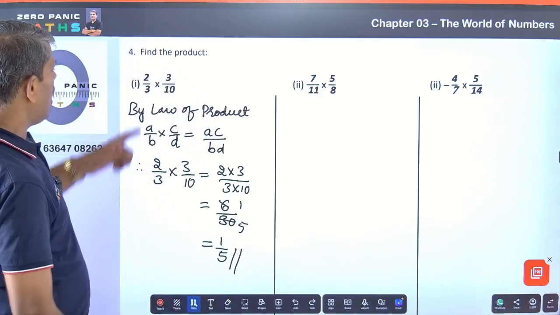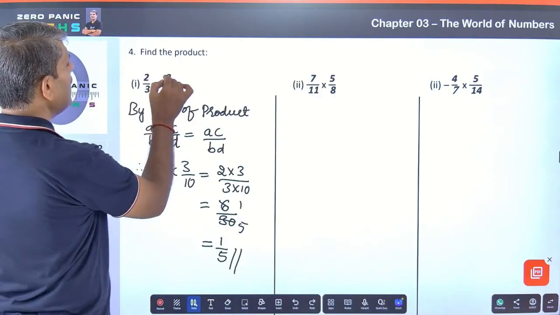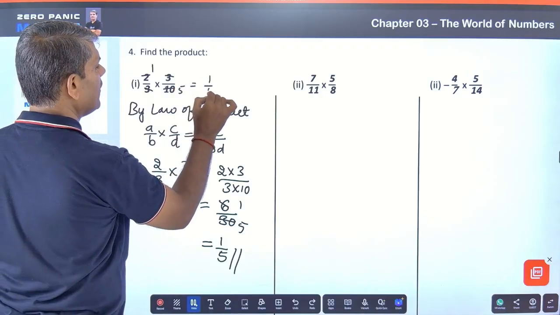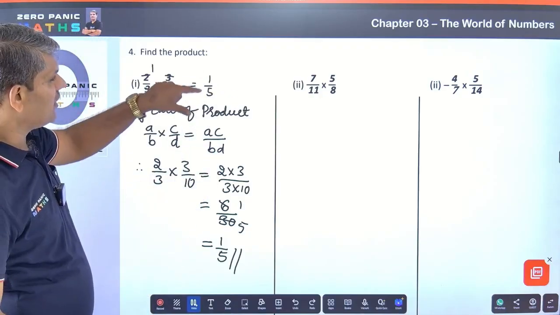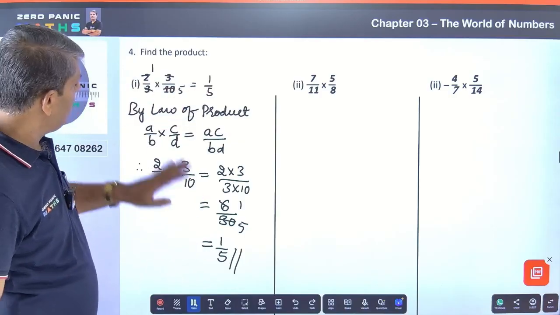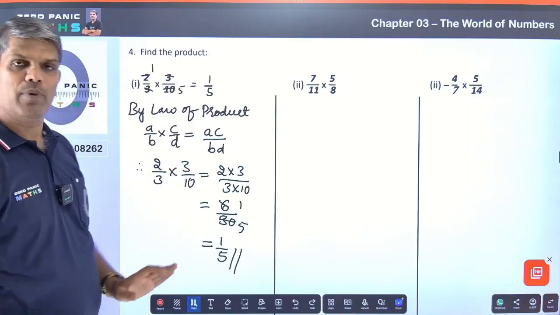This is the answer. Or else, here you can see that 3 will get cancelled, 2 ones are 2 and 2 fives are 10. It is equal to 1 by 5. We know that this answer is 1 by 5 only, but you have to resolve it in this way because you are applying the law of product here.